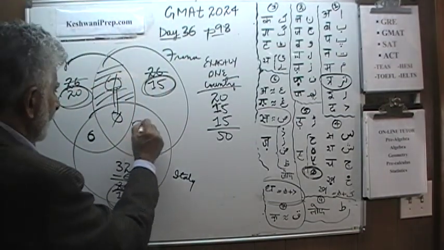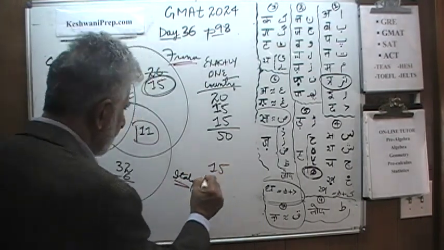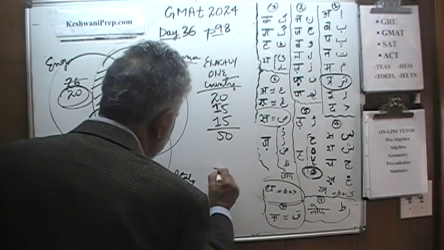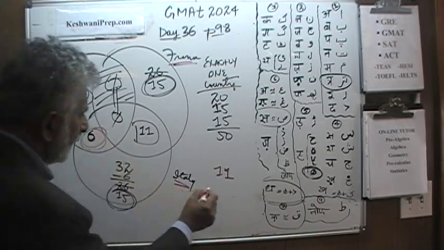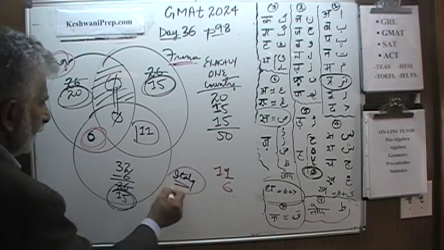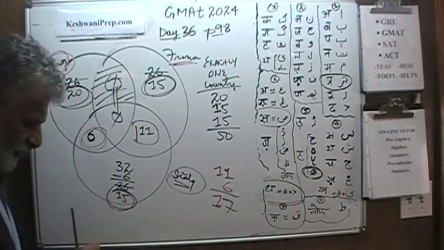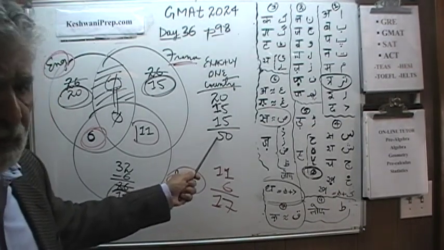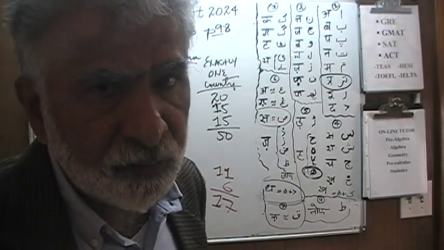11 people went to France and Italy, so we need to add 11 to it. And 6 people went to England and Italy. There we go. We need to add 17 to this guy. The number 50 represents the number of people who went to exactly one country. 17 represents the number of people who went to two countries.